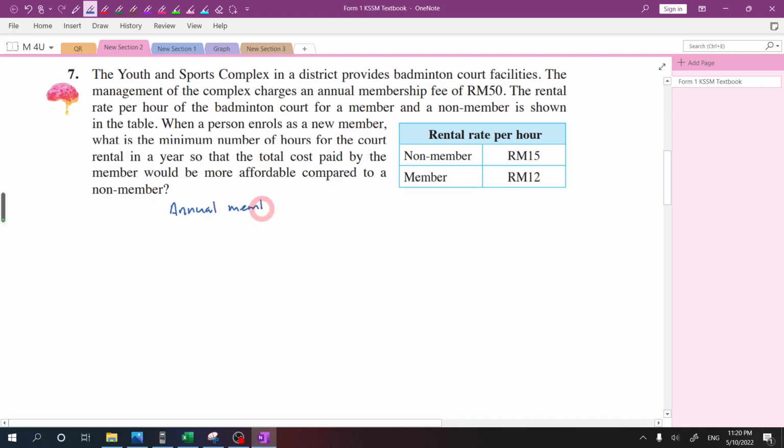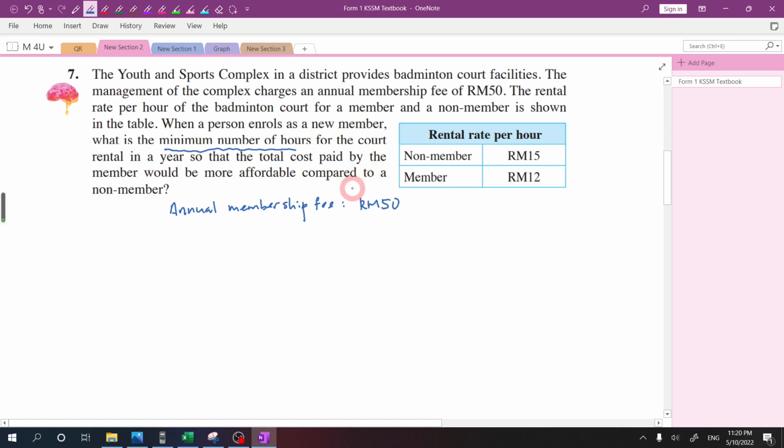Annual membership fees 15 ringgit. So if you want to become member, you need to pay 15 ringgit. The rental rate per hour of the badminton court for a member and a non-member is shown in the table. When a person enrolls as a new member, what is the minimum number of hours for the court rentals in a year so that the total cost paid by the member would be more affordable compared to a non-member?